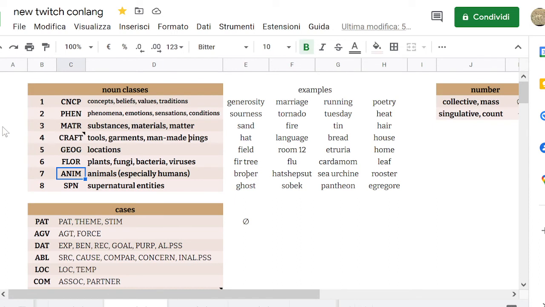If I can think of one later, I might go back and have a human gender. But for now, I decided to merge humans with all animals. If it's an animal, including humans, it will be treated the same grammatically. So that is that first issue with noun declension.